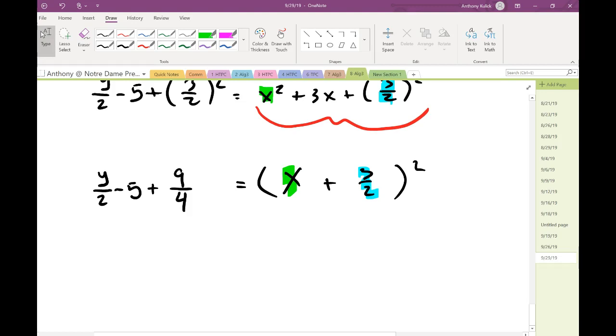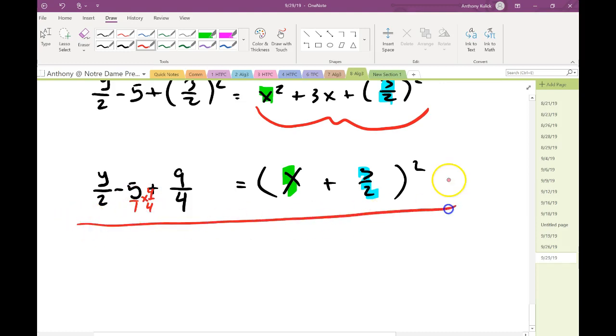And now my last step is to get the y by itself. I'll start by combining my like terms here. So if I want to take negative 5 and add 9 over 4 to it, what do I need to do? Make a common denominator. Very good. In this case, what would that common denominator be? 4. So I'm going to take 5 over 1 and multiply it by 4 over 4. That's going to give me negative 20 over 4. And when I add 9 over 4 to it, it gives me negative 11 over 4.